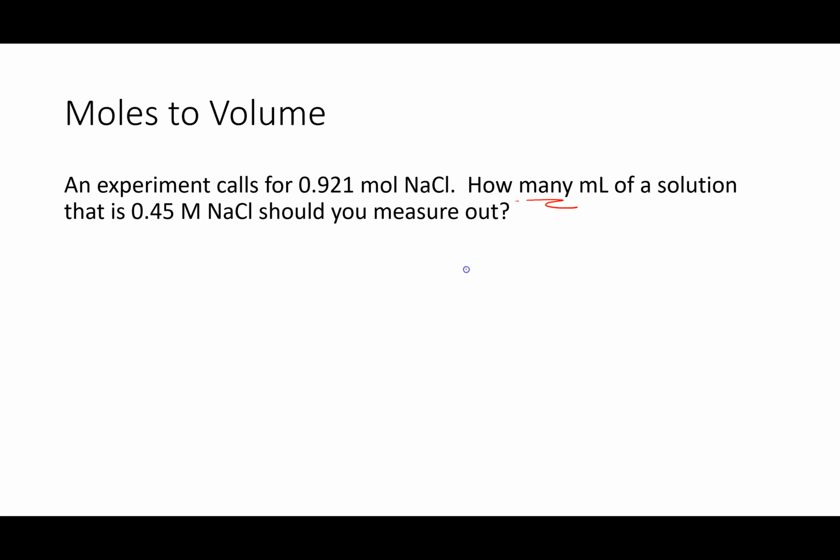But how many milliliters? So I'm gonna put milliliters over there, of a solution that is 0.245 molar. I'm going to use this 0.921 moles of NaCl as my first thing. So for those of you who watch the videos, how do I go from moles to volume here, to liters?